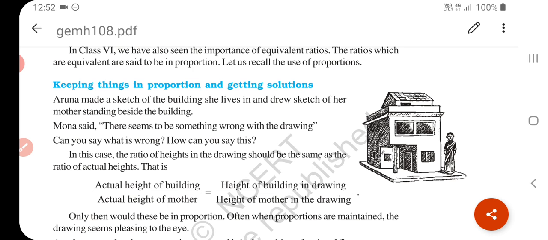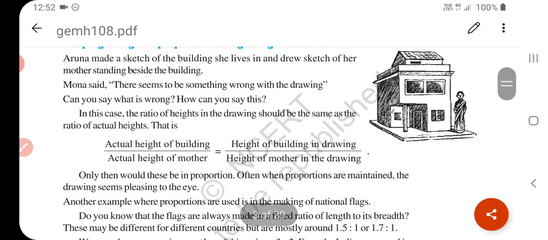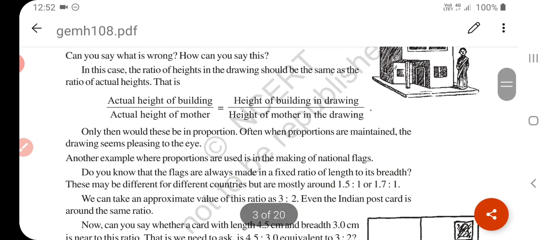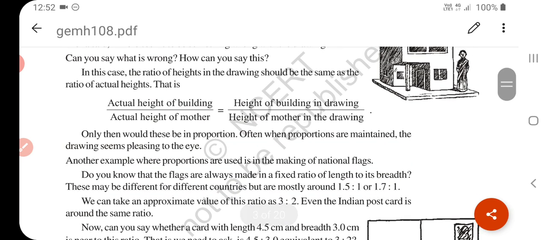Okay, so यहाँ पर बिल्डिंग से, जहाँ पर बिल्डिंग का गेट है उससे हाइट बड़ी दिख रही है मदर की. Okay, only then would this be in proportion. Often when proportions are maintained the drawing seems pleasing to the eye. अब हमें ड्राइंग देख कर क्या गलत दिख रहा है? उसमें जो मदर की हाइट है वो थोड़ी ज़्यादा बड़ी है जो ड्राइंग घर की बनी हुई है उससे. देखो आप ज़रा ध्यान से.